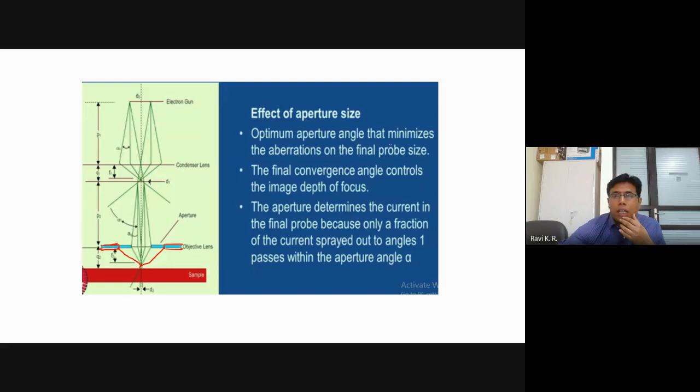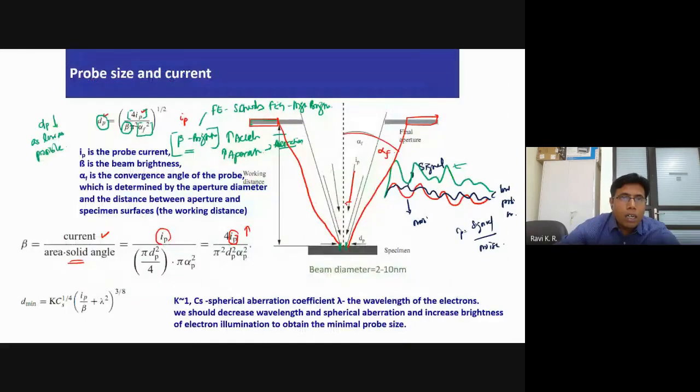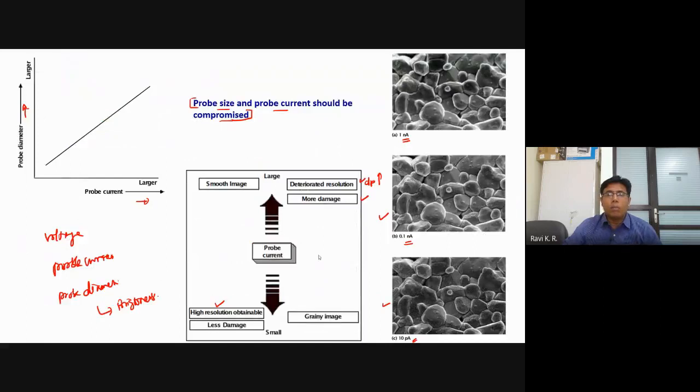So we need the optimum aperture angle that minimizes the aberration on the final probe size. When you have a bigger aperture, you start getting more aberrations. Okay. We already know that the final convergence angle controls the depth of focus. Aperture determines the current in the final probe. We already discussed in this equation that this angle decides the diameter also. When you increase the convergence angle, the diameter of the probe, the beam, is also going to change.